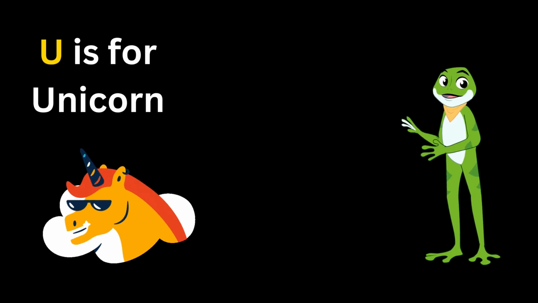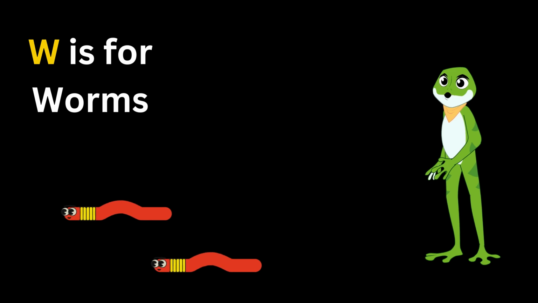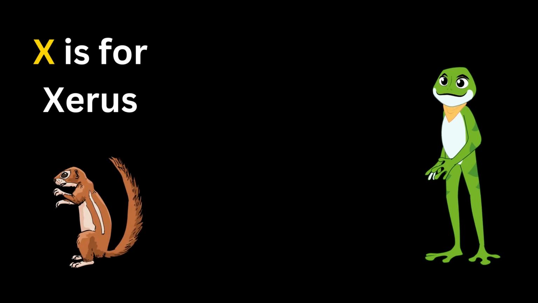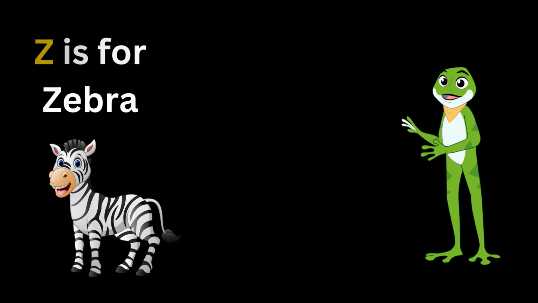U. U is for unicorn. V. V is for vulture. W. W is for worms. X. X is for xerus. Y. Y is for yak. Z. Z is for zebra.